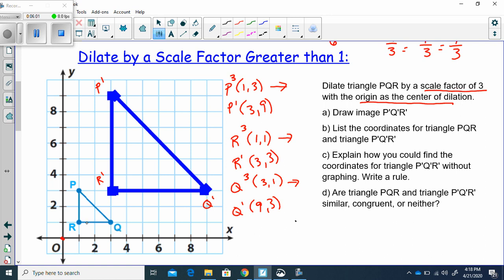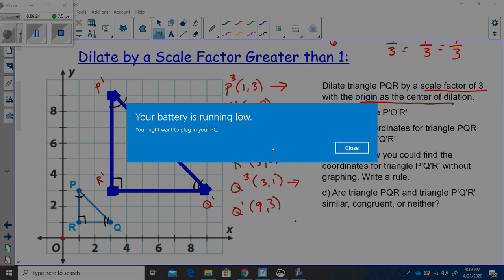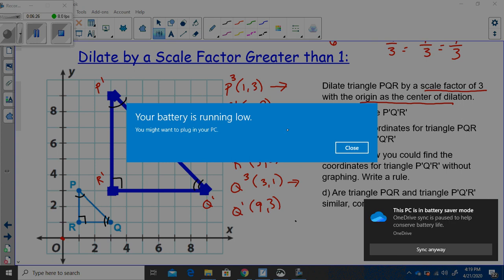As we notice, there's a right angle right here. Even though I've dilated this one, this right angle is exactly the same. Whatever the measure is of this angle, it's going to be the same as this one. Whatever the measure is on this angle, it will be the same as this one. Angles don't change when you dilate a figure. What does change is where they're located on your coordinate plane.